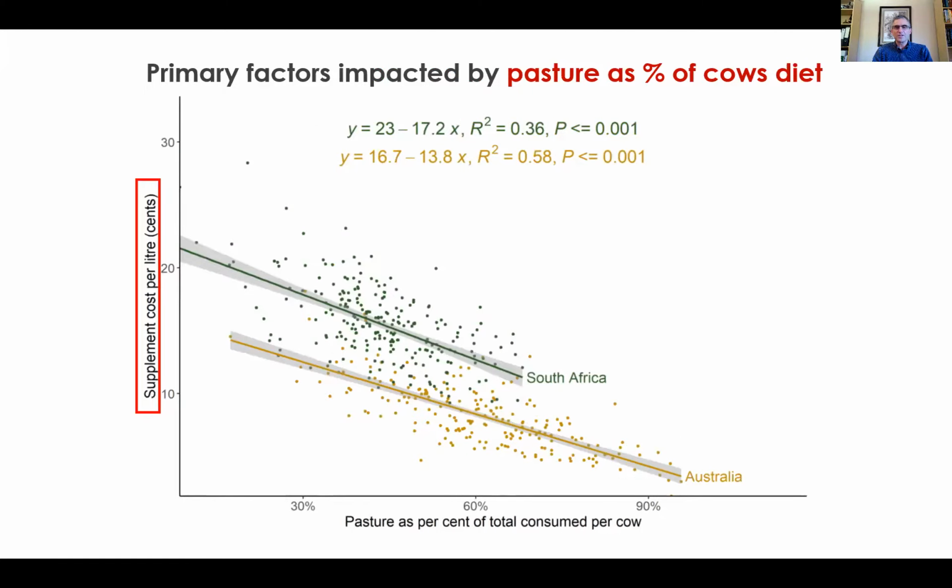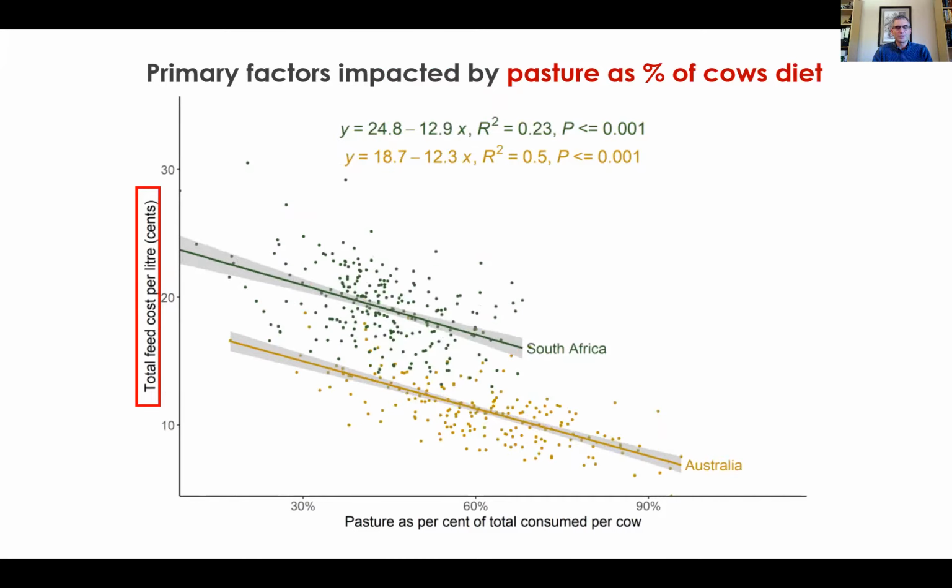This graph outlines the impact of diet pasture percent on supplement cost per litre. Again, the two trends are similar and strong, with increasing diet pasture percent contributing to a decrease in supplement cost per litre. This graph outlines the impact of diet pasture percent on total feed cost per litre, including pasture cost.